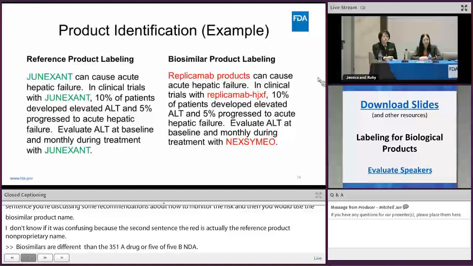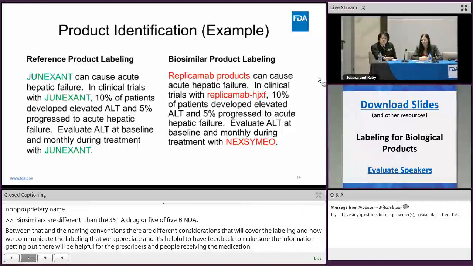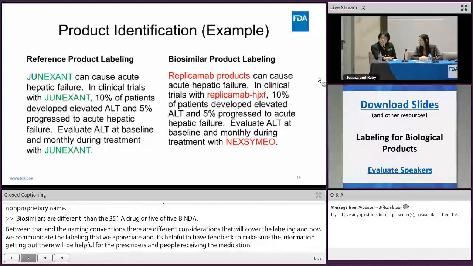All right, microphone number 2, nice and close for me, please. Yes, for a biologic that requires special handling, such as a cryopreserved product, where is the best place to include special handling instructions for the user, which in this case would be a clinic or physician? It's not something that the patient would be bringing home with them.